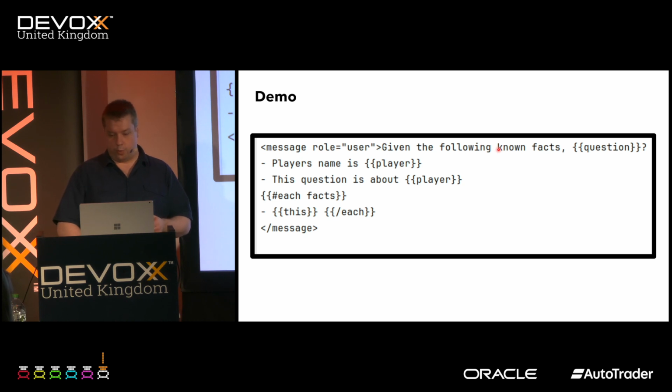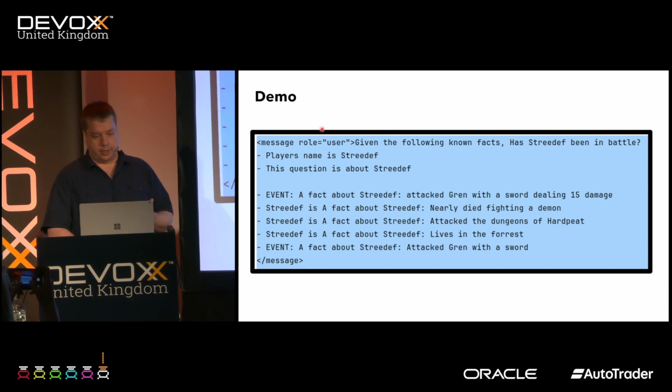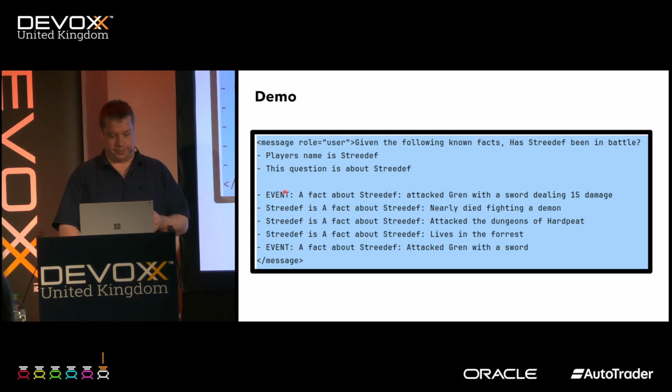So then once it's figured out it's a question, it executes the prompt of, given the following facts, ask a question, and gives other information like who the player is that the question is being asked about, and then uses the Handlebars templating language to insert the facts that have been pulled back from the database. So when it's been rendered and the facts have been pulled back, given the known facts, has StreetDef been in battle, it gives us all the most relevant facts.